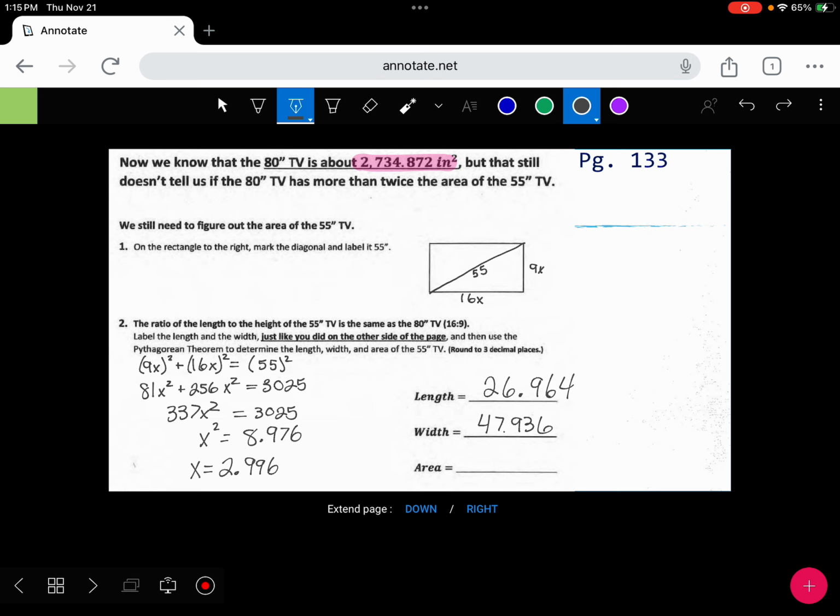47.84. Yep. And then where's the 27.9? Yeah, and so depending on where we rounded, it may be slightly different. I took 3 decimal places, so mine's a little bit longer. I did 2.996. And she rounded that one to 3, which means mine are slightly different, but yours should be relatively close. You shouldn't have anything more than an inch away.